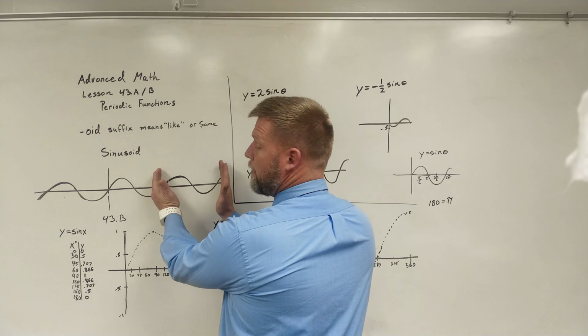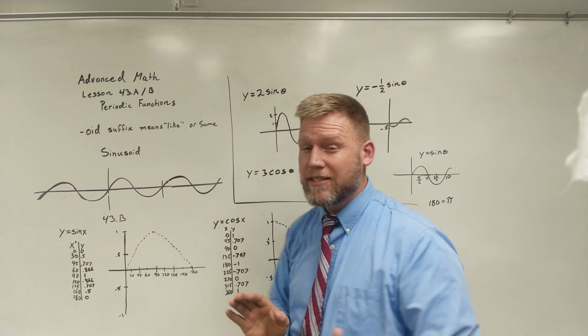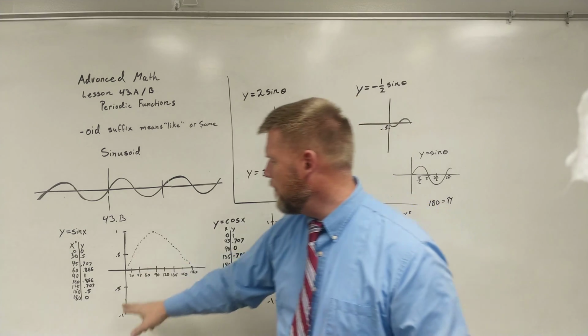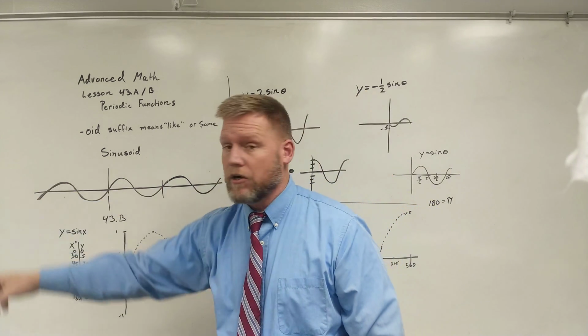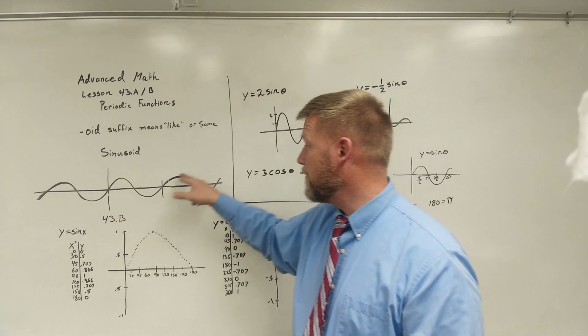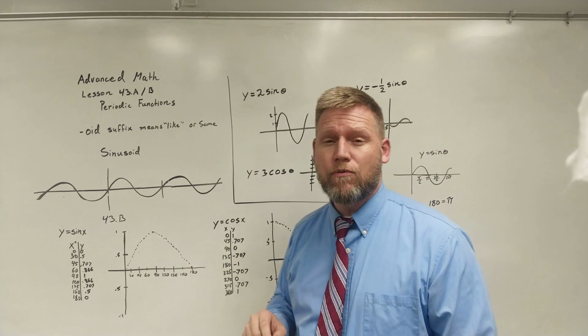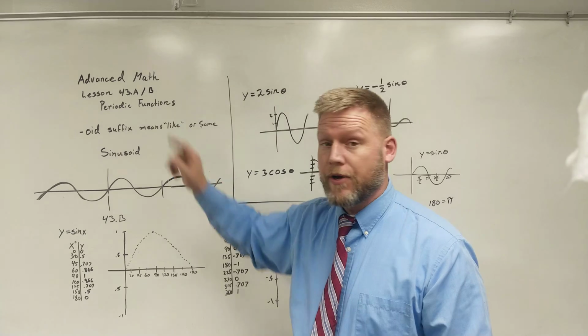This would be the next 360 degrees. And it would continue on because I have an infinite number of degrees that I could go, or negative degrees that I could go, and it would continue to graph this same function over and over and over. That's why it's called periodic.